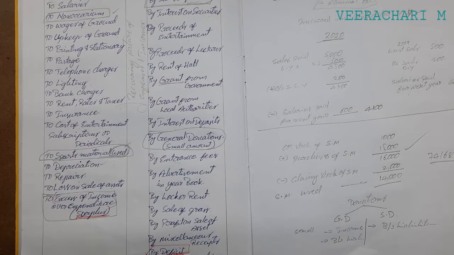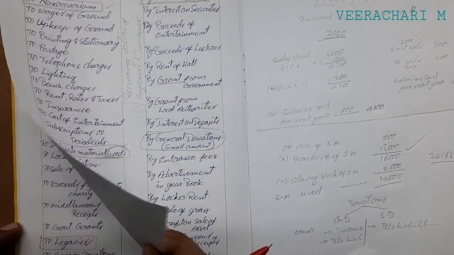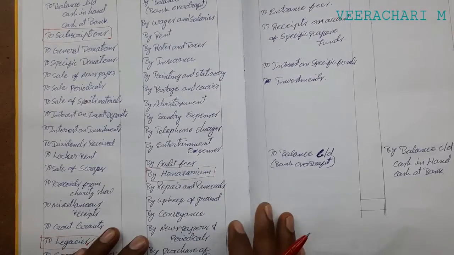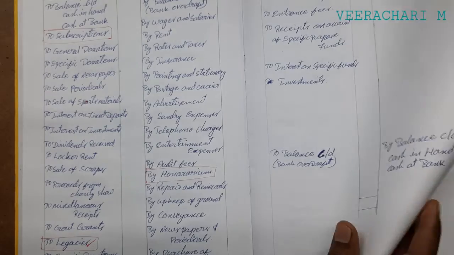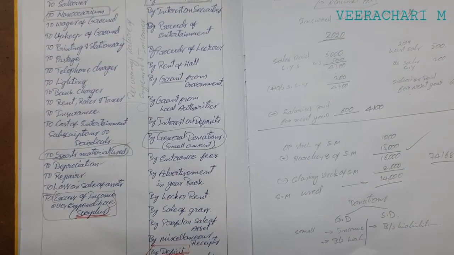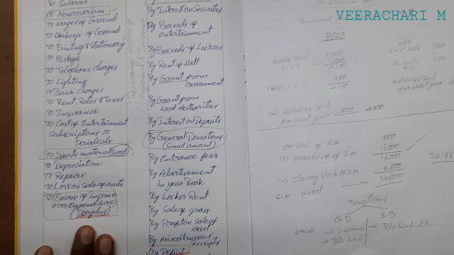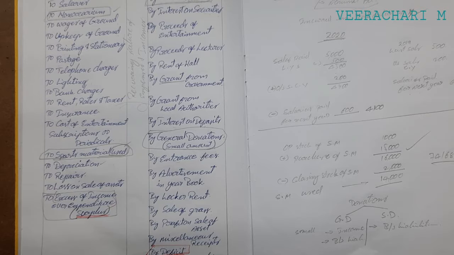Okay, that is only the balances in the income and expenditure account, and the balances of the receipts and payment account we should write as carried down or brought down. But in the income and expenditure account, the balance is the difference amount, which we should write as a surplus or deficit. That is the key point here.